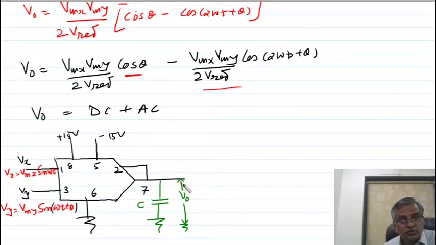Look here. To measure the phase angle, you connect one capacitor in parallel to the output, and this offers very low reactance to this AC term. So this AC term will be bypassed through this capacitor, and you will get only DC at the output. Here you will get only this value.